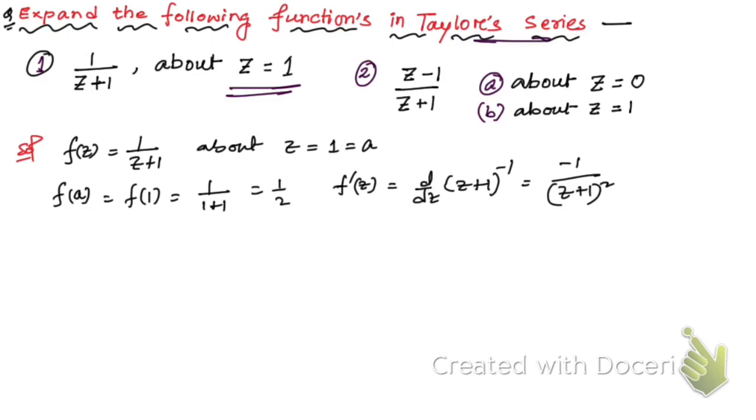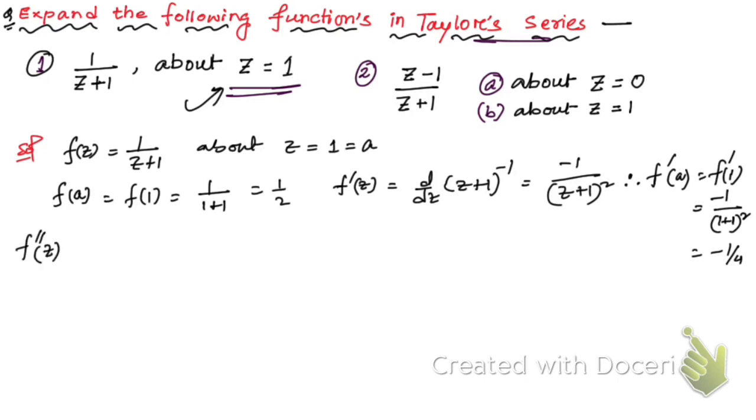Once we have got f dash of z, we can find f dash of a, right? F dash of a means we can find f dash of 1, because we are expanding about 1, right? So this is going to be equal to minus 1 by 1 plus 1 whole square. So that's going to be equal to minus 1 by 4, right? Now let us find the second order derivative of f of z.